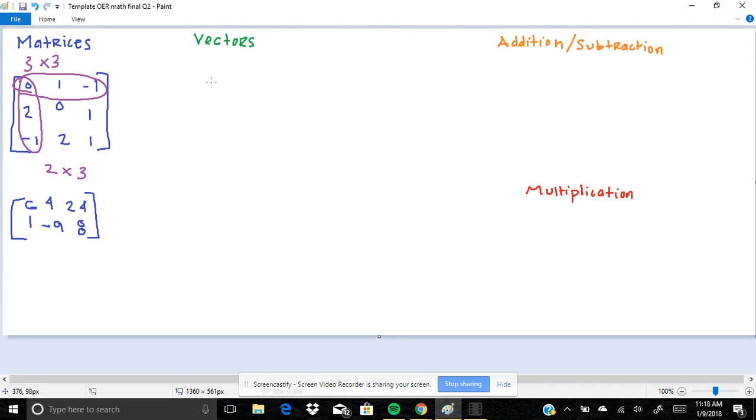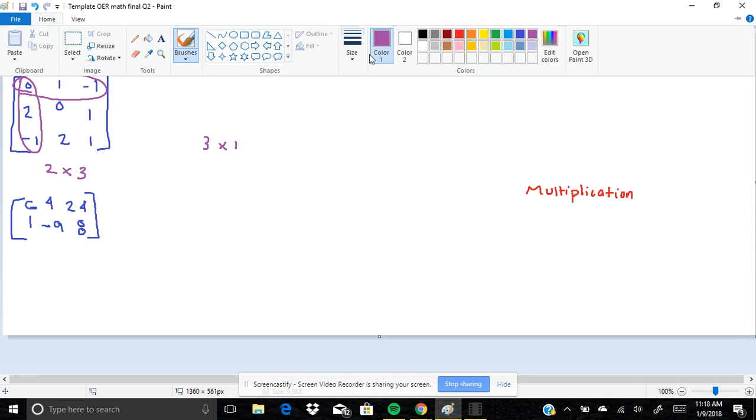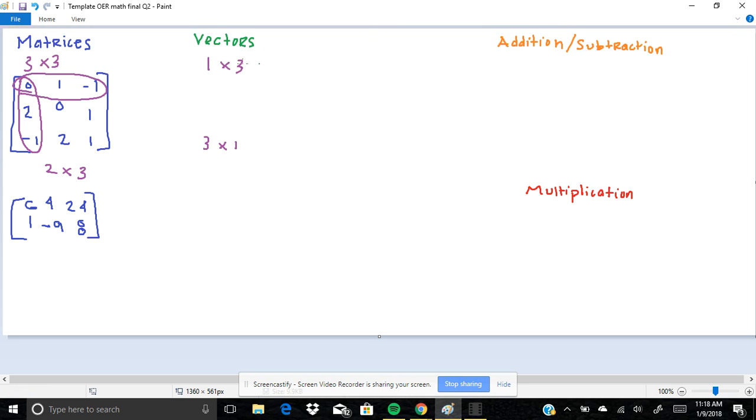Now we can come to vectors, and the important thing about a vector is that it only is allowed to have either one column or one row. So they're pretty much just small matrices. So the first one will be a 1 by 3, and then I'll show you a 3 by 1. So a 1 by 3 is as simple as having one number in each of the columns, and there will be 3 columns because there will be 3 numbers in one row.